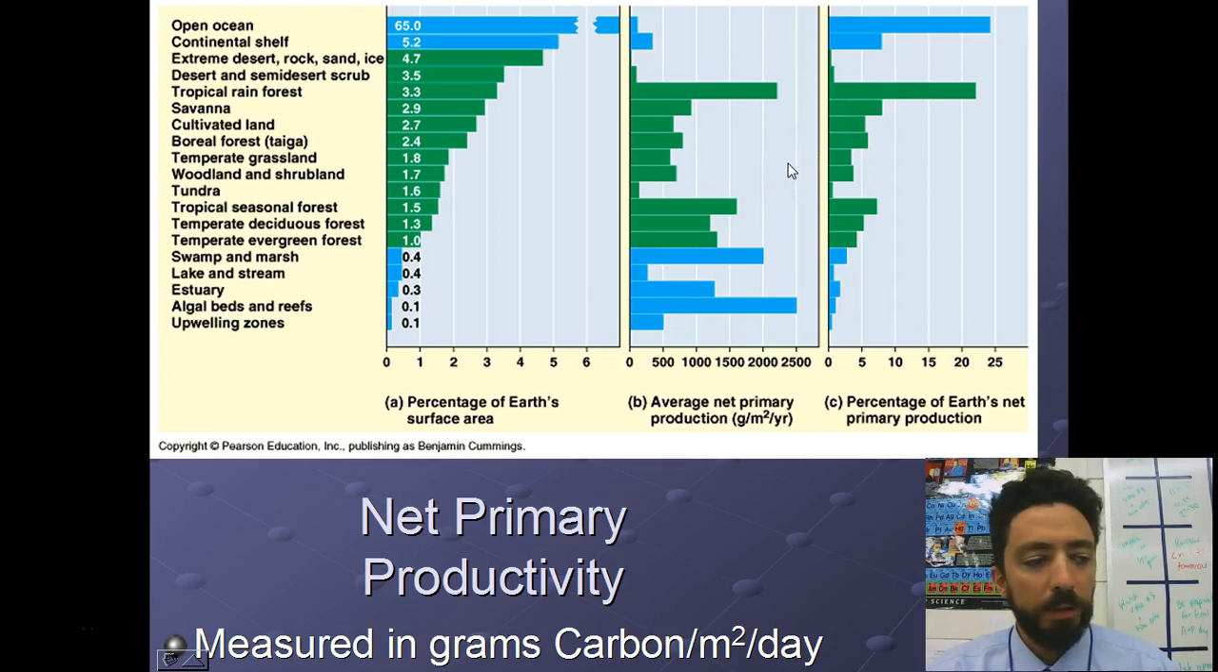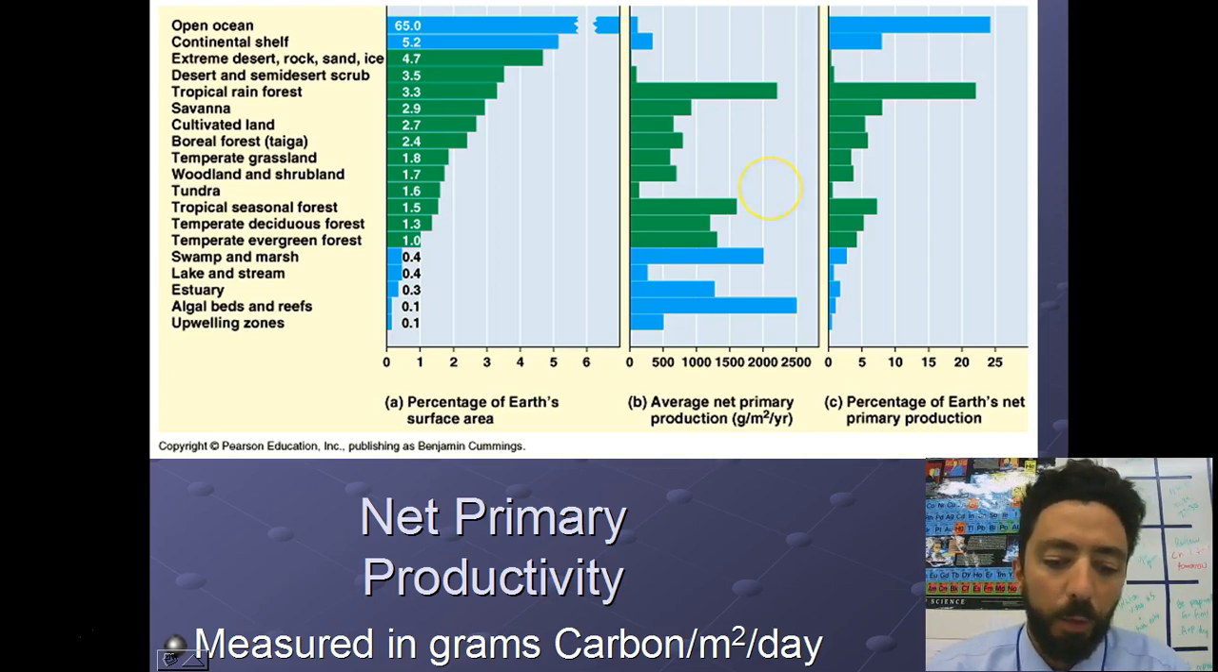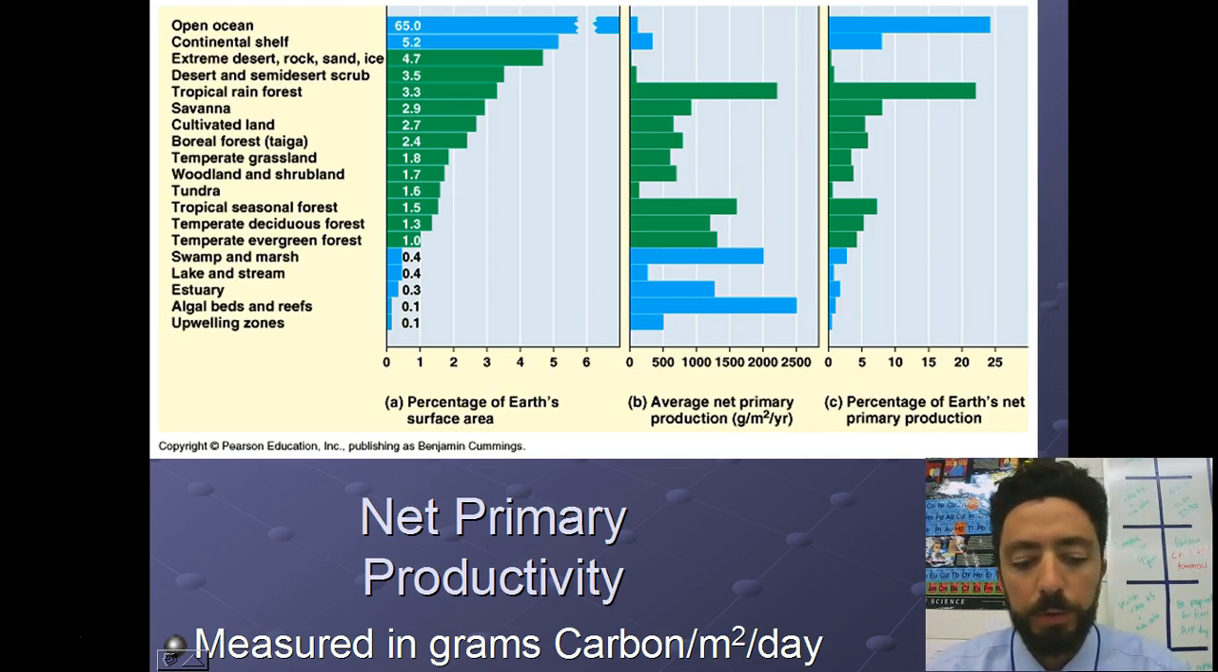Net primary productivity. This is the last part of this slide here. Net primary productivity is the rate of how much energy producers can turn into biomass. And so we're going to measure that in grams of carbon per square meter per day. And when we're talking net primary productivity, we're actually taking out respiration from it.